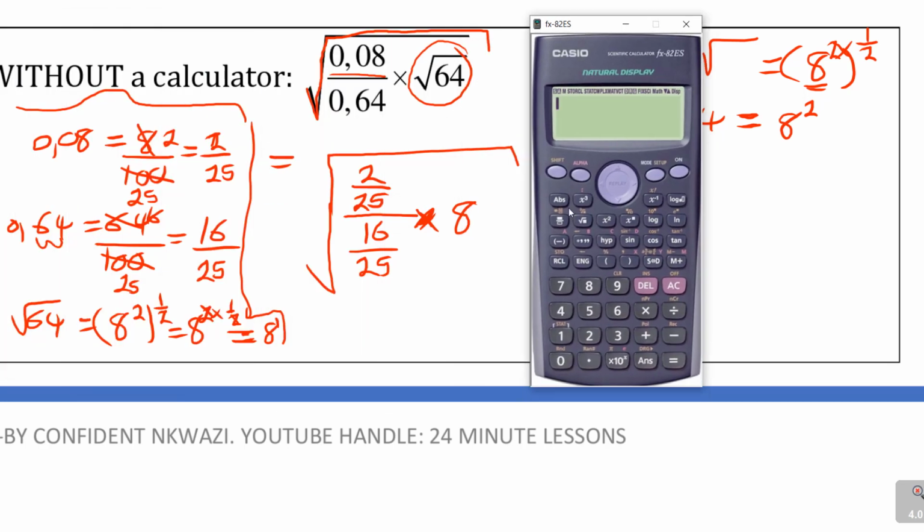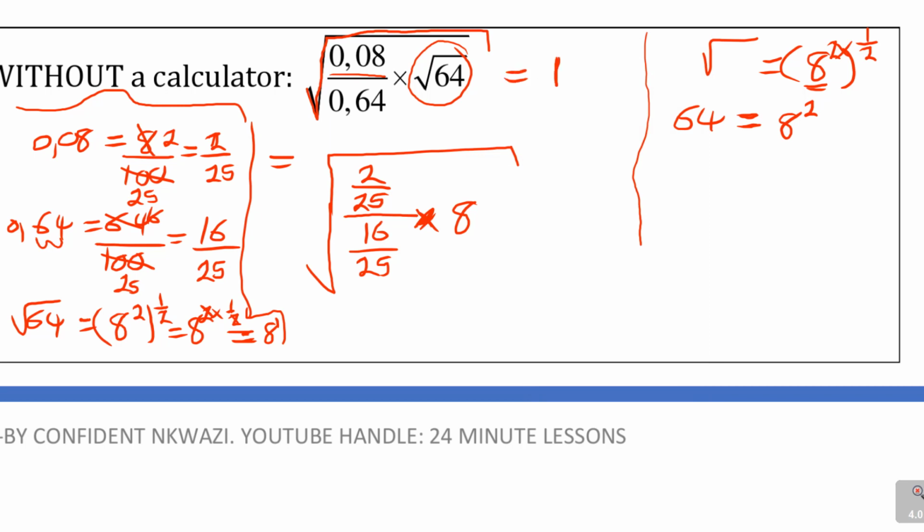So you take a calculator and say, what is the square root of (0,08 over 0,64) times the square root of 64. We need to work towards something. We must know the answer. Think of it. The answer is 1. So this is all 1. So you don't have to think a lot and only discover that the answer was just 1. You see what I'm trying to say there? So it's very, very important to always use your calculator to your advantage.